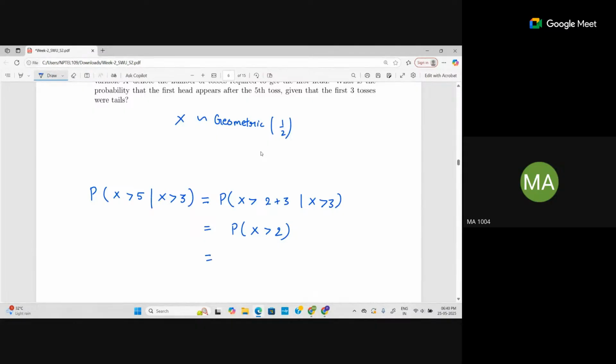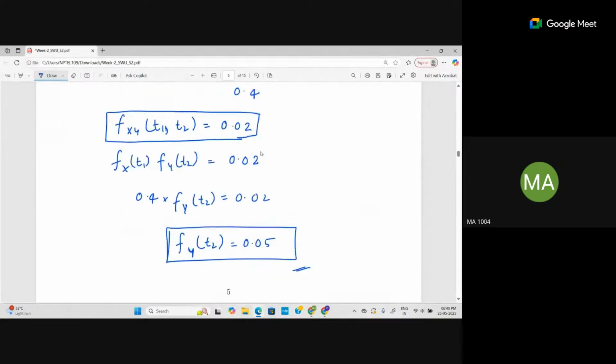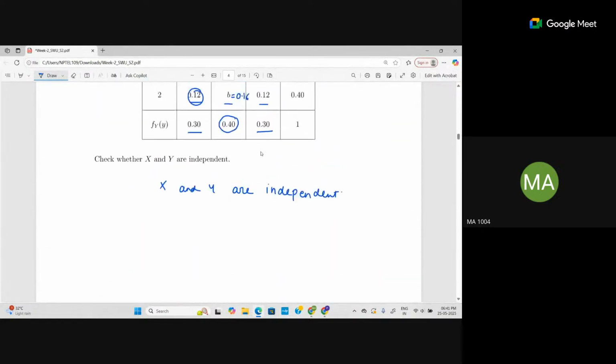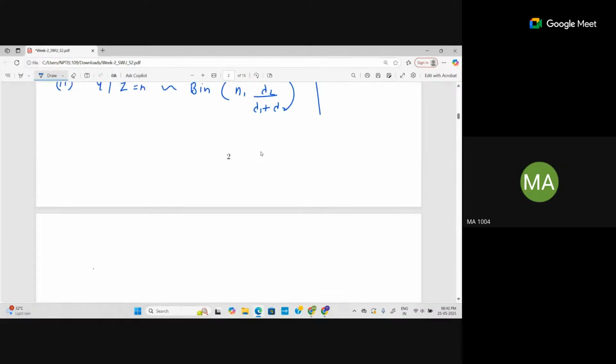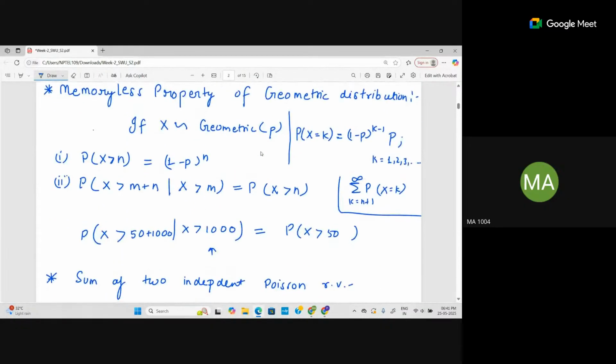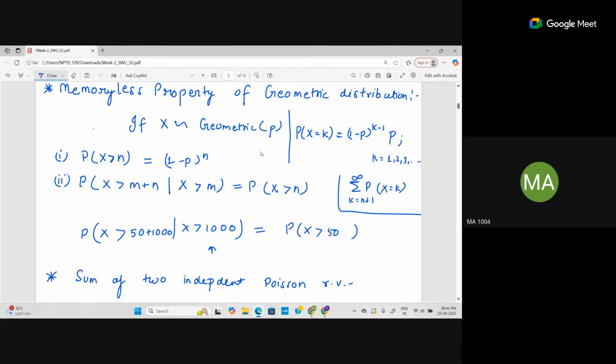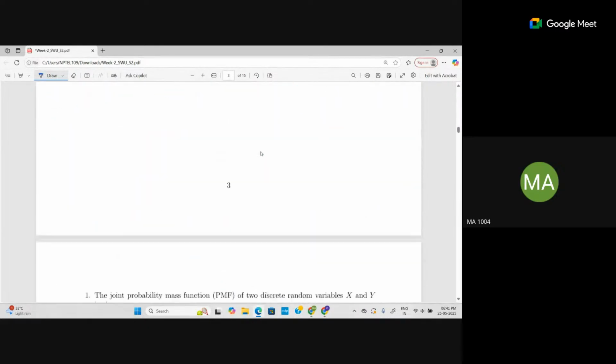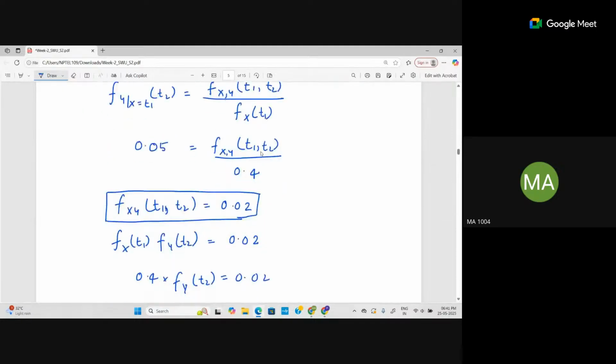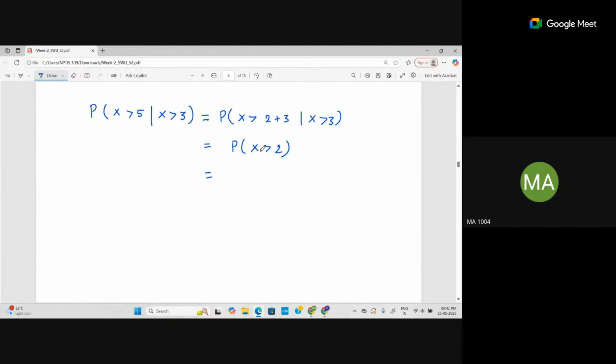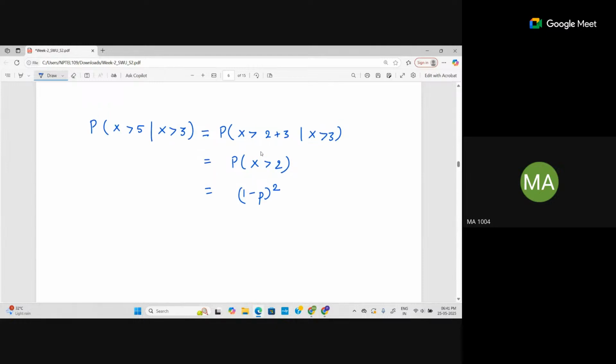Now if you remember the formula that I have written earlier, it is this one. When X is greater than n, it is equal to (1 minus p) to the power n. So we can just directly put the values. Here it will be (1 minus p) to the power 2, since the value of n is 2. Is it clear? Yes, ma'am.